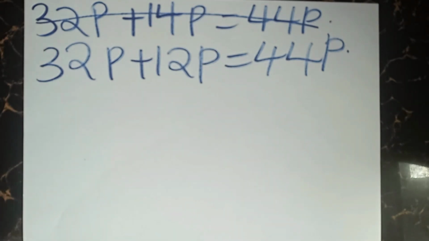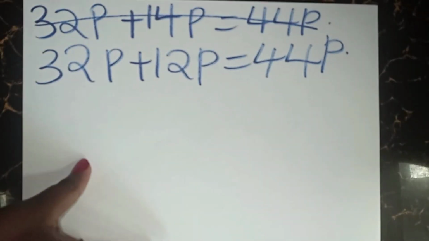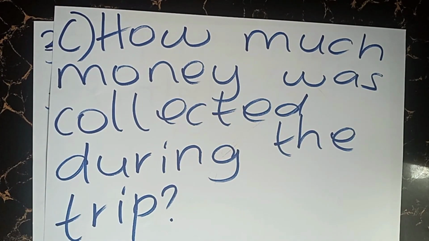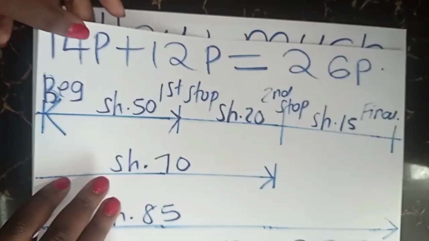So let's now go through part C, which is also the last part of this question. So part C, how much money was collected during the trip? Okay, so this question is asking us to find out how much money was collected during the trip. Okay, and the charges from the starting point were 50 shillings up to the first stop, 70 shillings up to the second stop, and 85 shillings up to the final destination. Okay, and we illustrated this on a diagram. Do you remember this?